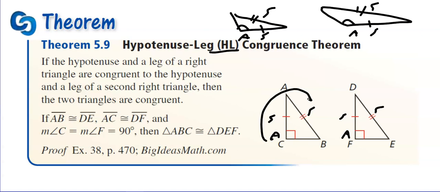But there is one exception. Notice up here, it was an obtuse triangle. In the case of a right angle, a right triangle, if the hypotenuse, which is right here, and one of the two legs, doesn't matter which one, match, then we do have congruent triangles. Only if they are right triangles. That's it.